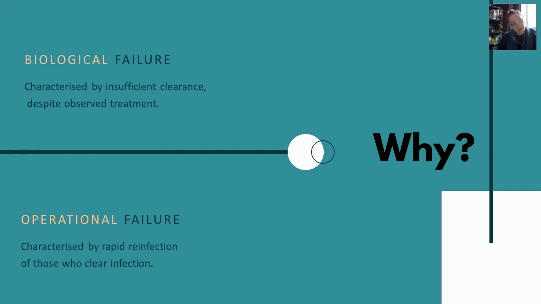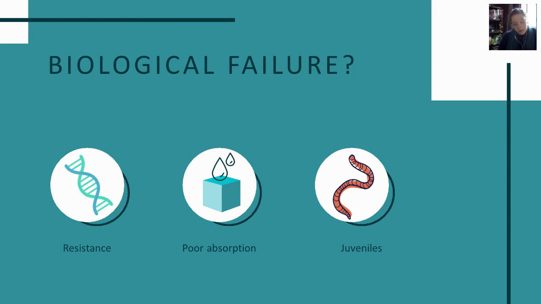Basically, we hypothesized that regardless of the many reasons for operational failures, it would be characterized by rapid reinfection, whereas biological failures are more characterized by insufficient clearance, despite these observed treatments that we're doing. By biological failures, we mean things like schistosome evolution of resistance to the treatment, but also poor absorption of the medication by those being treated, or a high proportion of juveniles in those infections who are actually resistant to the treatment.